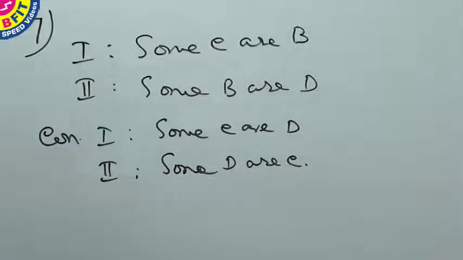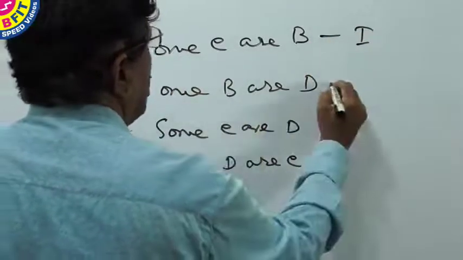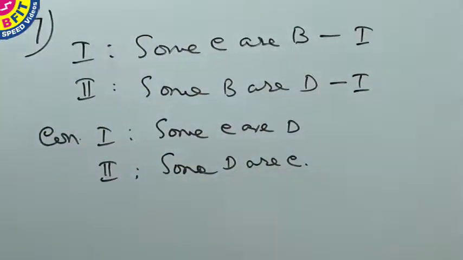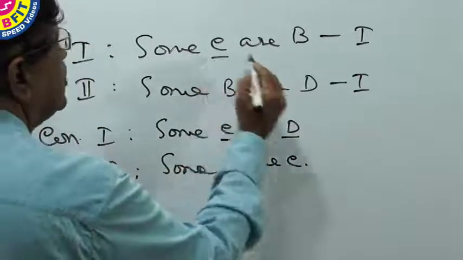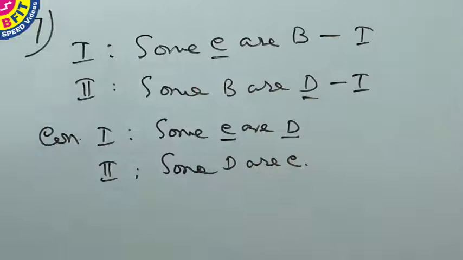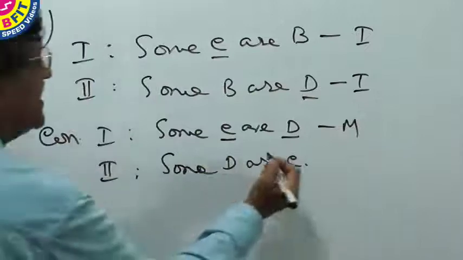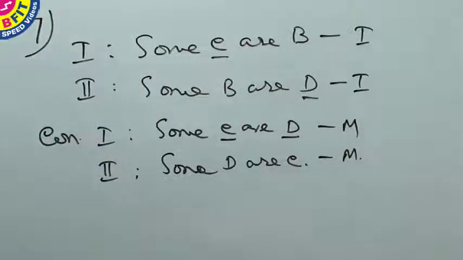So what is the first step? We have to identify the statements. Some C or B, I type statement. Some B or D, again I type statement. Now next step is to mark the conclusions. Some C or D, C and D, they are in two statements. Therefore it is mediate inference. And D and C, it is also mediate inference. So we don't have any immediate inference. We have only mediate inference to be drawn.